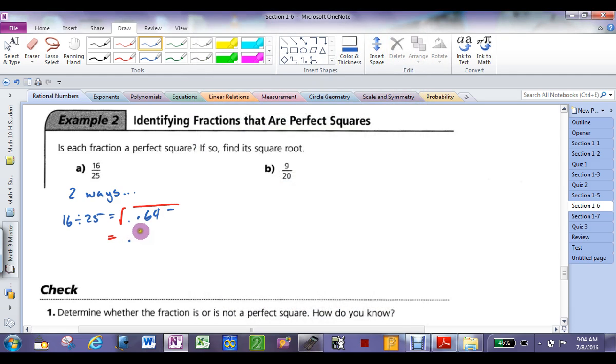So it's 0.8. That is one way to do it. You can make it a decimal, then square root it. The other way to do it, the second way, is this. That's way one. Way two is you do this.